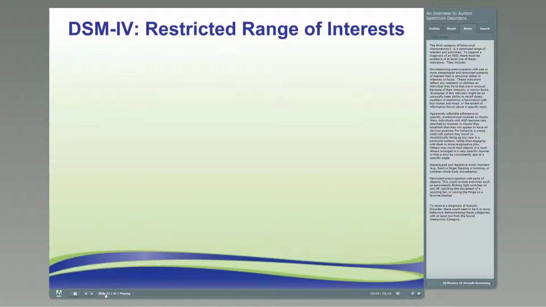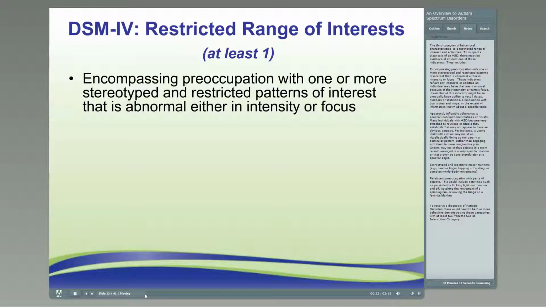The third category of behavioral characteristics is a restricted range of interests and activities. To support a diagnosis of autism spectrum disorder, there must be evidence of at least one of these indicators. They include encompassing preoccupation with one or more stereotyped or restricted patterns of interest that is abnormal either in intensity or focus. These indicators reflect any interests or abilities an individual may have that are unusual because of their intensity or narrow focus. Examples of this indicator might be an unusually keen ability to recall dates, numbers, or statistics, a fascination with bus routes or maps, or the extent of information known about a specific topic.